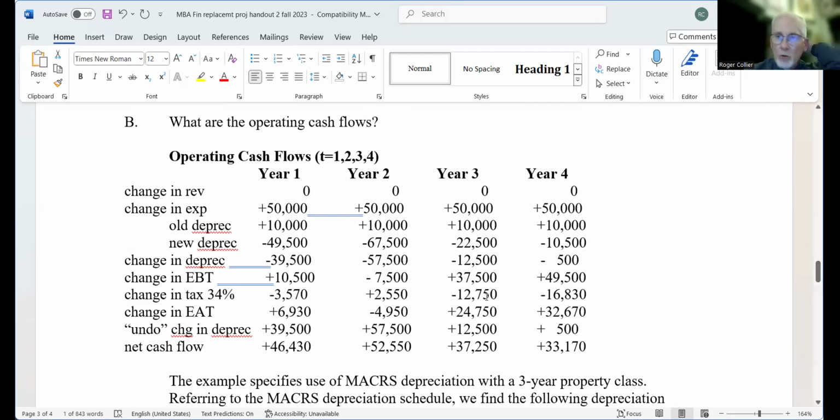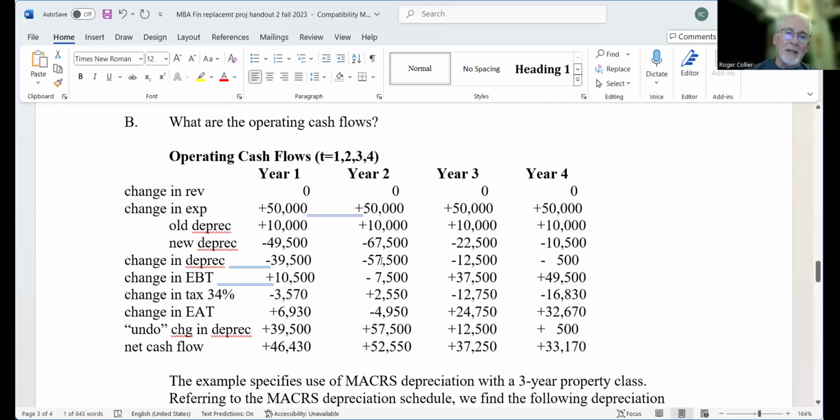They expect no change in revenues. So the change in revenue is 0. Does that mean that total revenue is 0? No, of course not. It means that there's no change. The increment is 0, and that's what belongs here. They also expect reduced expenses of 50,000 a year. When expenses decrease, we add it. So add 50,000.